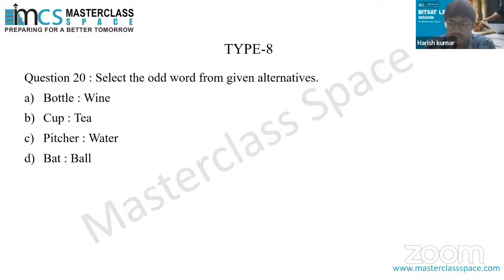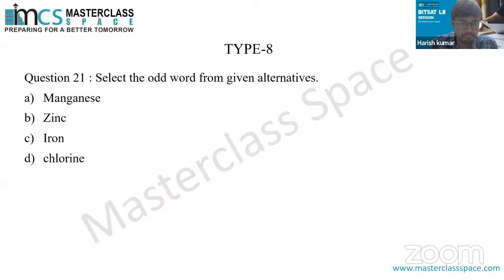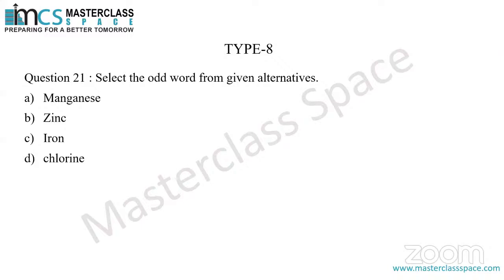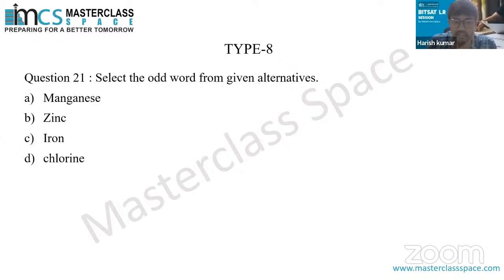Okay, fine. So let's solve the last question of the day. One thing that I'll tell you is most of them D. D is the right answer because manganese, zinc, and iron, all of them are metals, whereas chlorine is a non-metal, right?